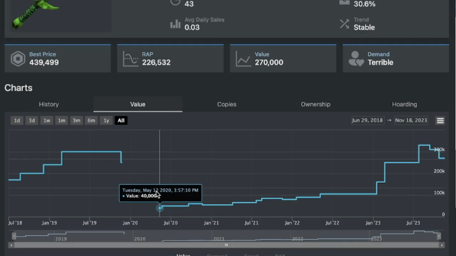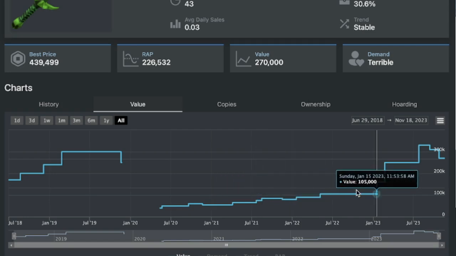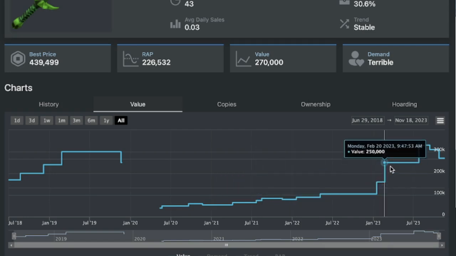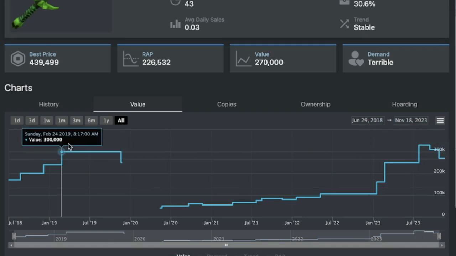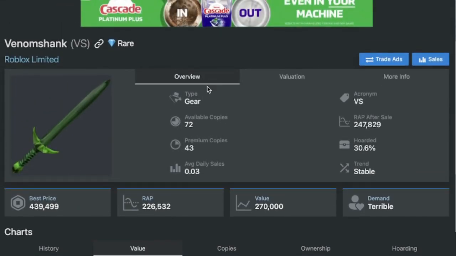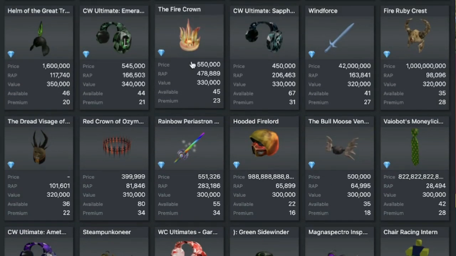But as you can see, Venom Shake did very well after that. It started rising a little bit, dropped a little bit, rose, and then all of a sudden people just started liking Venom Shake. It did really amazing. It went up to 330, basically a little bit above what it was worth on February 24th, 2019. But as you can see, these rare items are very unpredictable, and the only reason they can do well is because of hype, hordes, or just any other reason. But yeah, so those are rare items on Roblox.